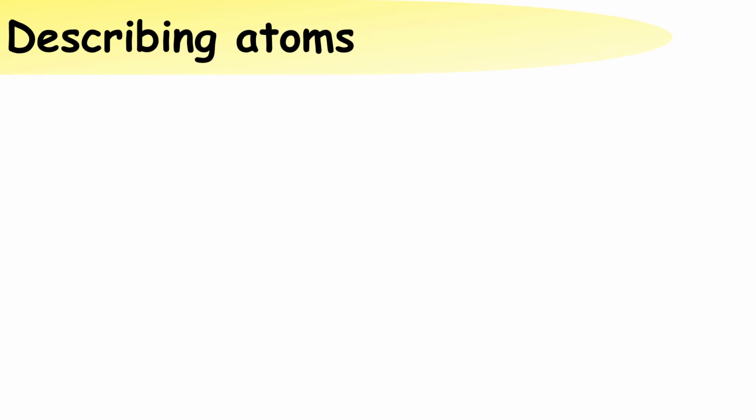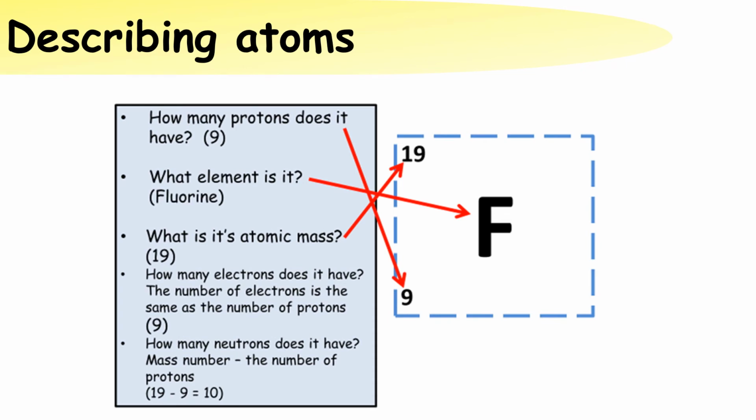When we look at atoms in the periodic table, we can describe a lot from them. So, the bottom number describes how many protons it has. So in the case of fluorine, it has 9 protons. The symbol in the middle shows what the element is, and the top number is the mass number. The mass number is the number of protons plus the number of neutrons.